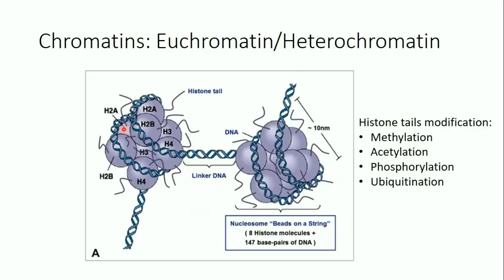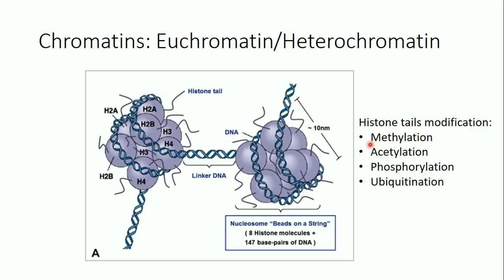You should know that the histones have tails, histone tails. These tails are amino acids, because the histones are proteins. These tails can be modified: there can be histone tail modification by methylation, acetylation, phosphorylation, or ubiquitination. What we are interested in for X inactivation is methylation and acetylation, most importantly.